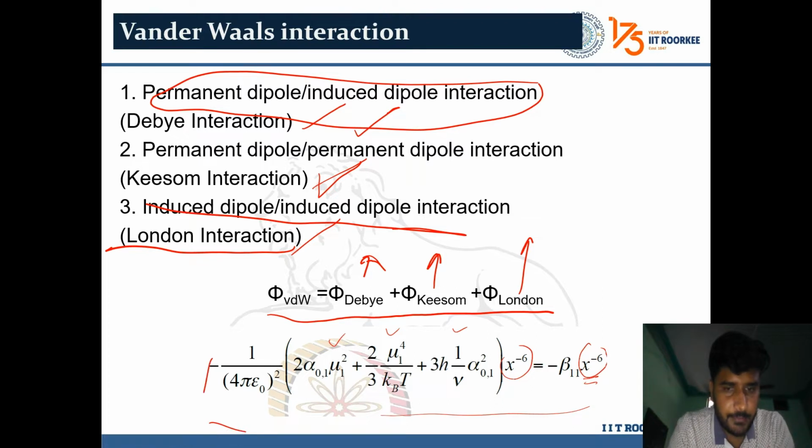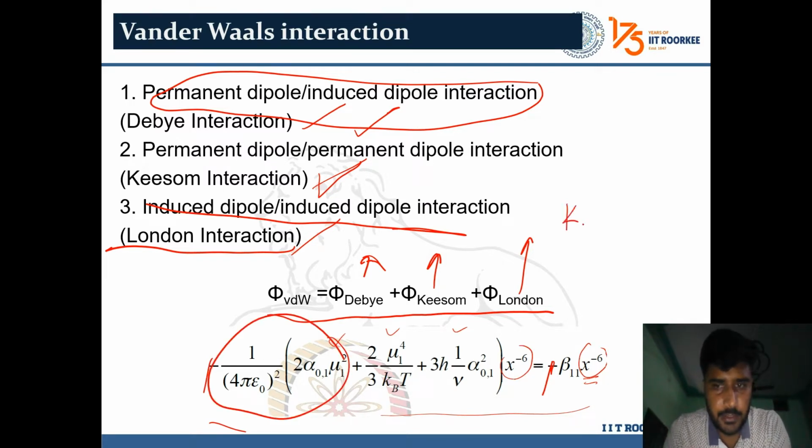This minus sign can be cancelled out, and after this formula, you can easily calculate the fraction, the total fraction, that is K_D divided by this beta 1 term, and you can easily calculate the Debye interactions. Okay, this is fine.